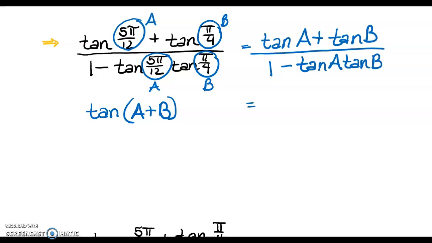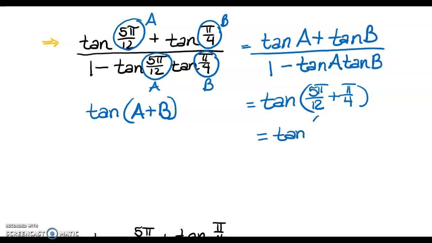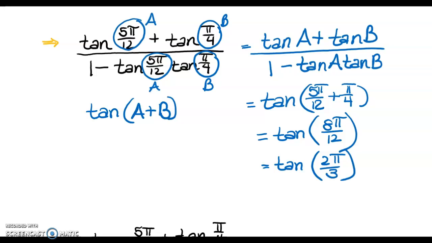So I'm going to replace this with the tangent of, what's A and B in this case? Well, A is 5 pi over 12, and B is pi over 4. So when I add those, I get the tangent of 5 pi plus 3 pi is 8 pi over 12, which really is the tangent of 2 pi over 3.